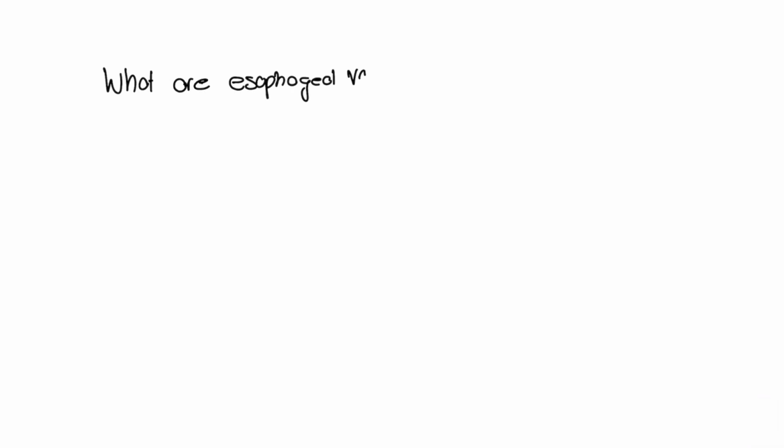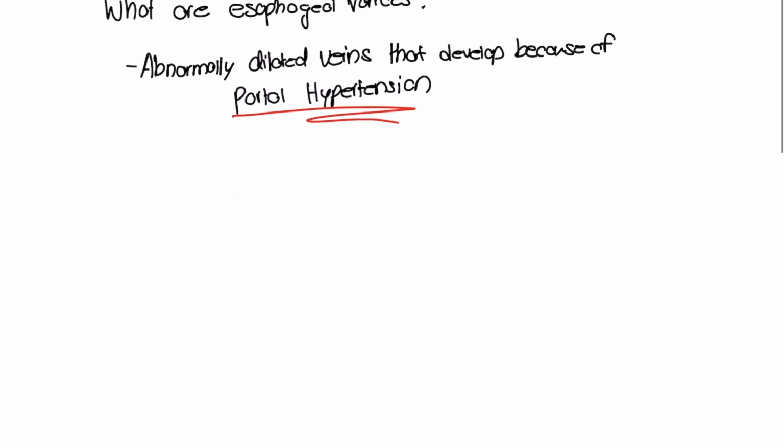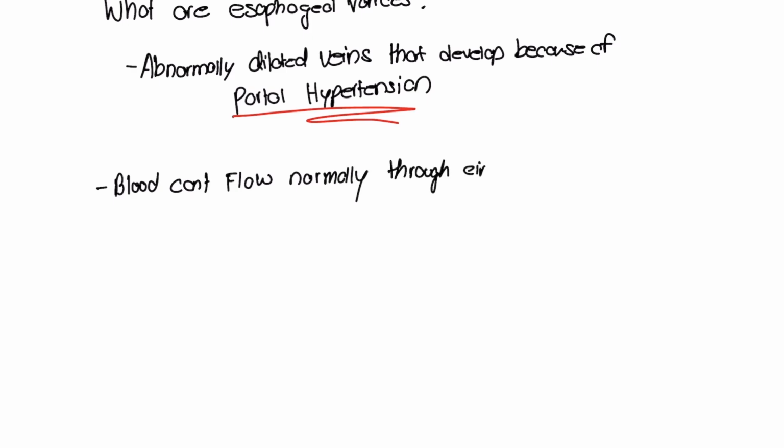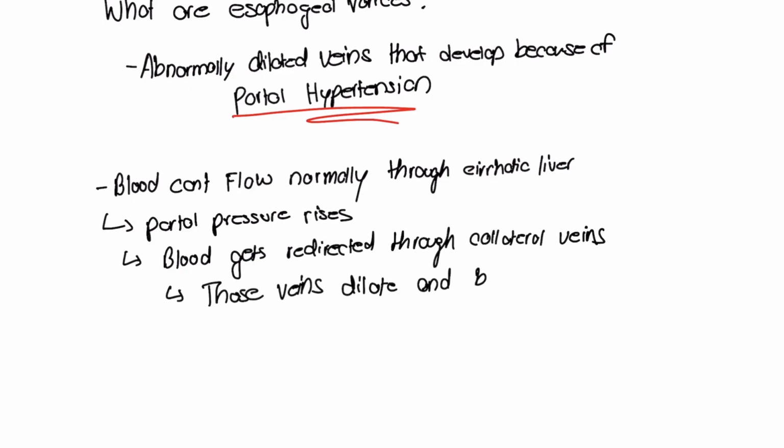What are esophageal varices? Varices are abnormally dilated veins that develop because of portal hypertension. The core concept is as follows: blood can't flow normally through the cirrhotic liver. That leads to portal pressure rising, which then leads to blood getting redirected through the collateral veins, and these veins dilate and become more fragile.